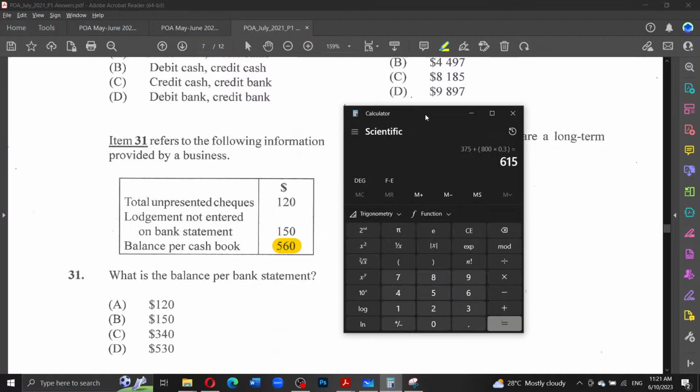Normally, you would add lodgements and minus unpresented cheques to update the cash book balance to the bank statement balance. But in this case, we're given the cash book balance and we're asked to find the initial balance on the bank statement. Therefore, we have to work backwards. So instead of adding lodgements, you will minus lodgements, and you will add unpresented cheques. So the answer for this is 530.